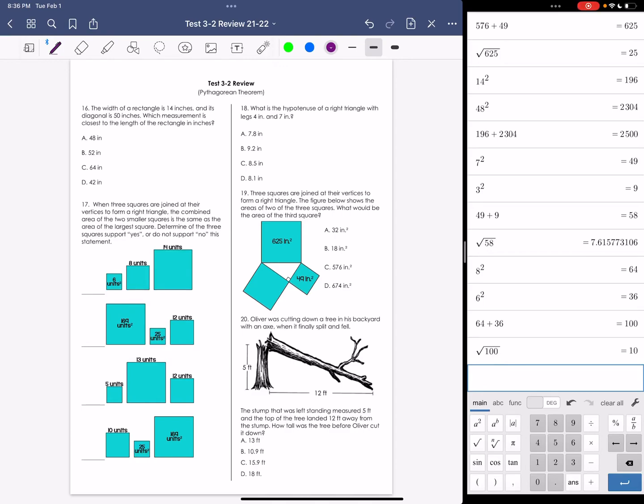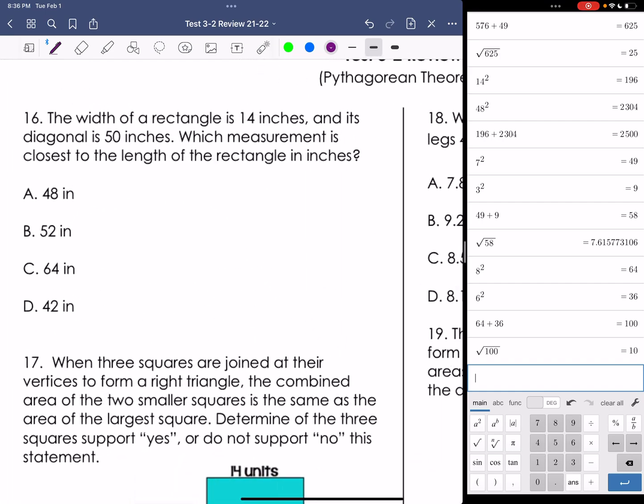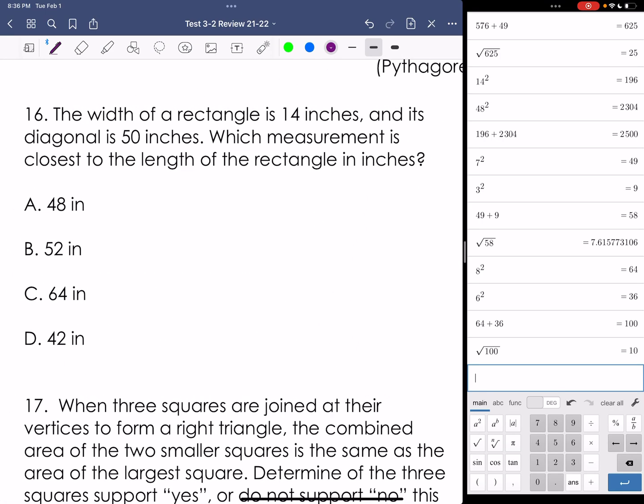This is going to be page 4 of test 3-2 review, which is going over the Pythagorean theorem, and will be questions 16 through 20. So for number 16, it says the width of a rectangle is 14 inches and its diagonal is 50 inches. We want to know what is the measurement closest to the length of the rectangle in inches.